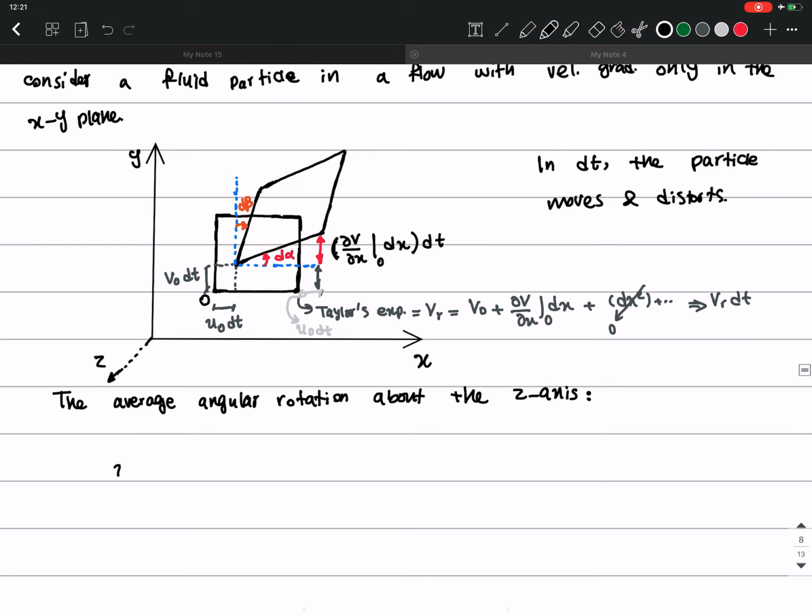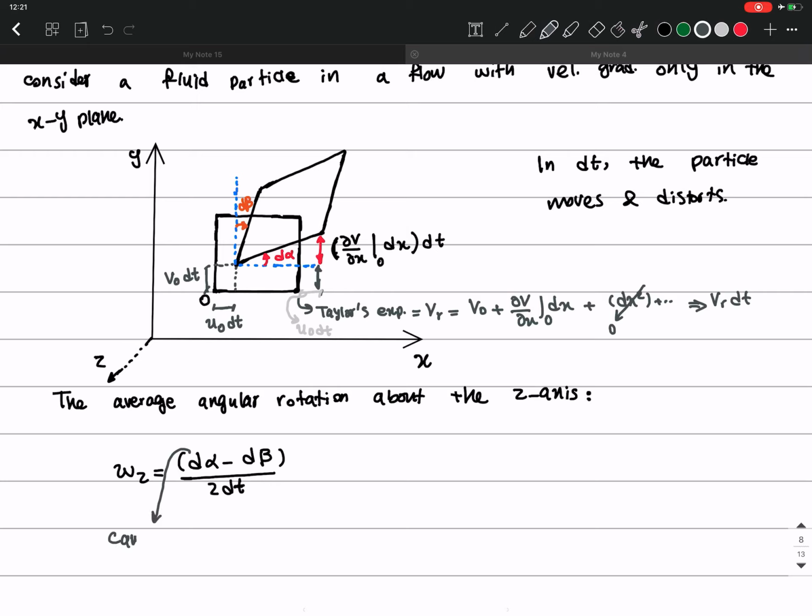So let's say ωz, in time dt, is going to be dα, which is clockwise. So dα minus dβ over 2, because this is going to be the average of that, over dt, because we want to see what is the average rotation.